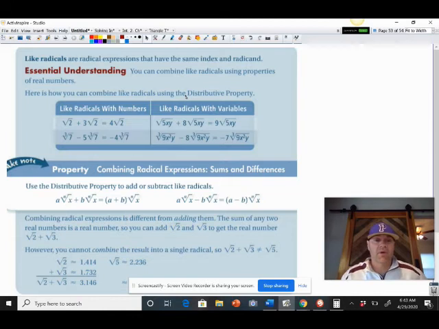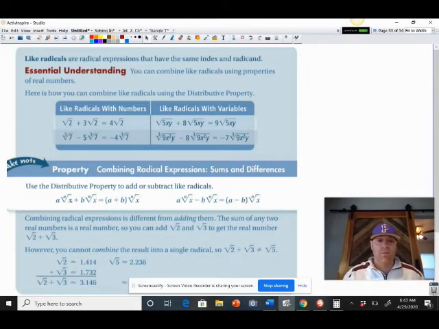And so the main thing that we're going to focus on today is this property right here, which is talking about like radicals. Just like we have like terms, like x and x, or y and y, or 2x squared and 2x squared, whatever it is, we have like radicals. And for something to be a like radical, meaning that we can put them together, we need to have the same index, okay, and the same number under the radical, or the radicand.